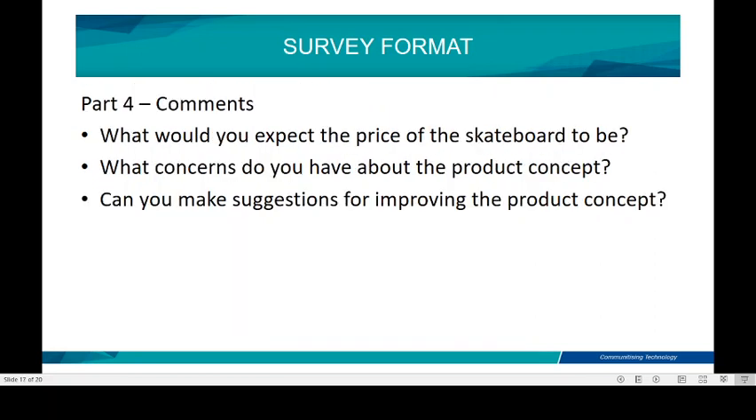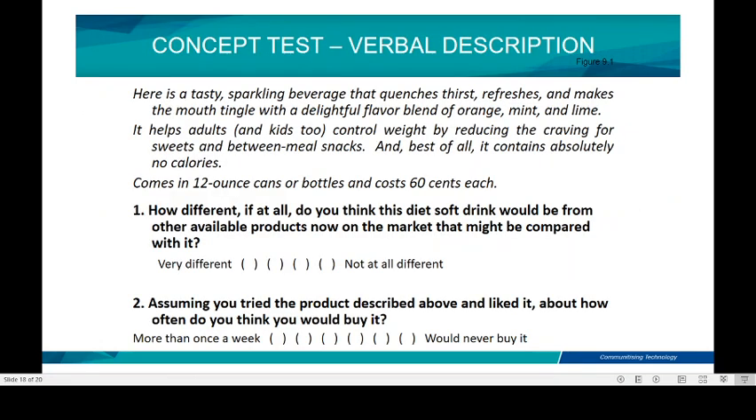Then part 4, additional questions, which are comments from the customer. What would you expect the price of the skateboard to be? What concerns do you have about the product concept? Can you make suggestions for improving the product concept? You can ask them face to face so that you can have richer data on how you can improve your concept. So this is another way to do the concept test. You can do it verbally.